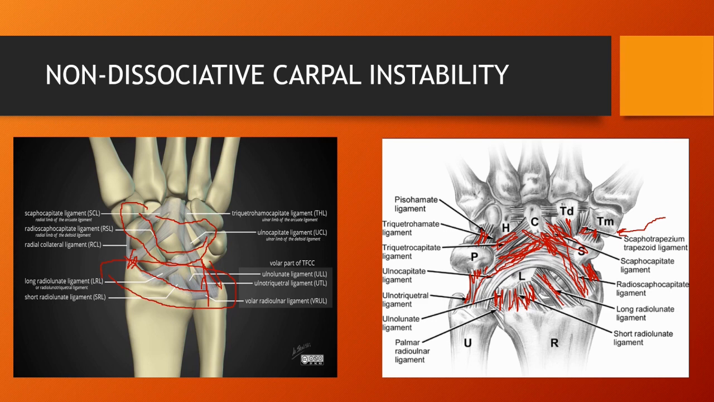So this gives us a good anatomic representation of where these injuries occur and how these injuries affect these consecutive articulations between the radius and ulna and the proximal row of carpal bones, and between the proximal row of carpal bones and the distal row of carpal bones. And in the combined forms of non-dissociative carpal instability, we have dissociations involving all of the articulations between those landmark structures.